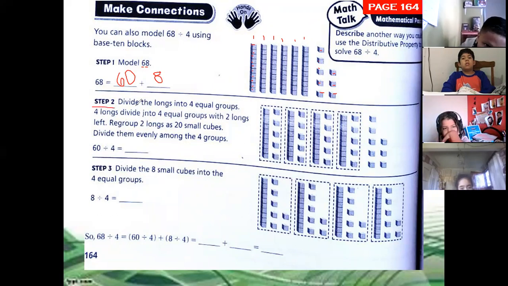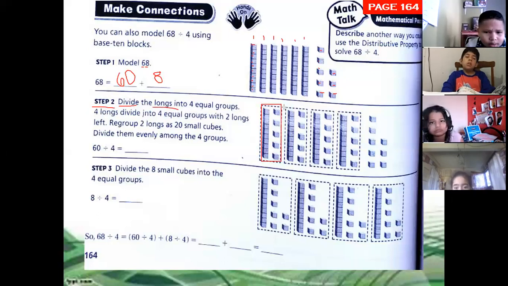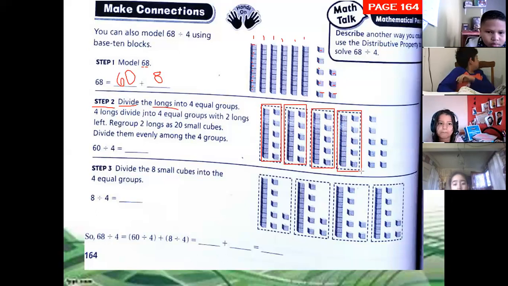Now, step 2, divide the longs. The longs are these ones. These ones are longs and these ones are ones. Divide the longs into 4 equal groups. Okay, so we have to make groups. Here we have 1 group, 2 groups, 3 groups, and 4 groups. Look what we did.